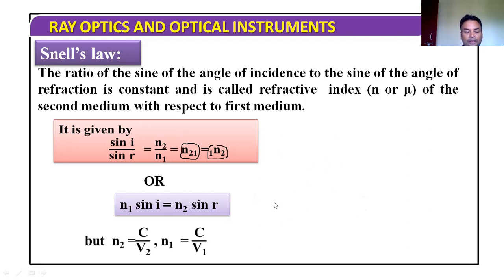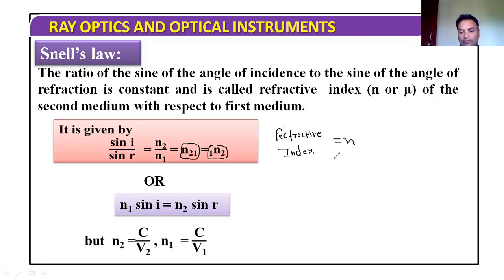Now, next. But we also know how we can define the refractive index. In our case, the refractive index is n. So how can we define this n?